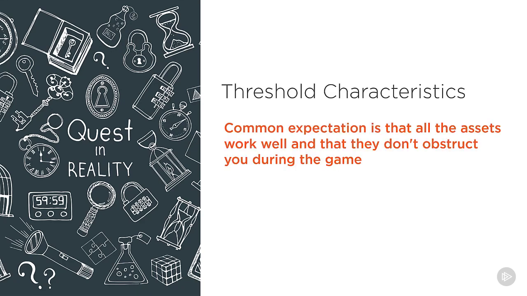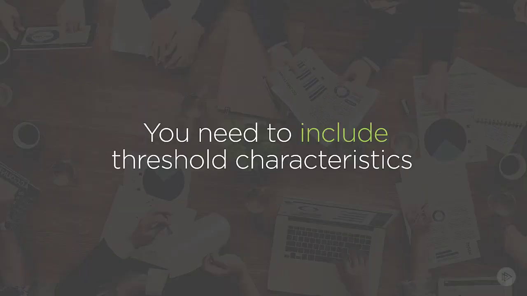For all players, the experienced ones or those who play for the first time, the common expectation is that all the assets work well and that they don't distract you during the game. So if you need a joystick to move an electronic arm to catch the next key, you would expect that the batteries are charged. If a game master has to come into the room and exchange the batteries, no matter how charming they are, the players will be frustrated, and in most cases, this will ruin the game. So, as for threshold characteristics, the conclusion is that you don't have a choice, you just need to include them.